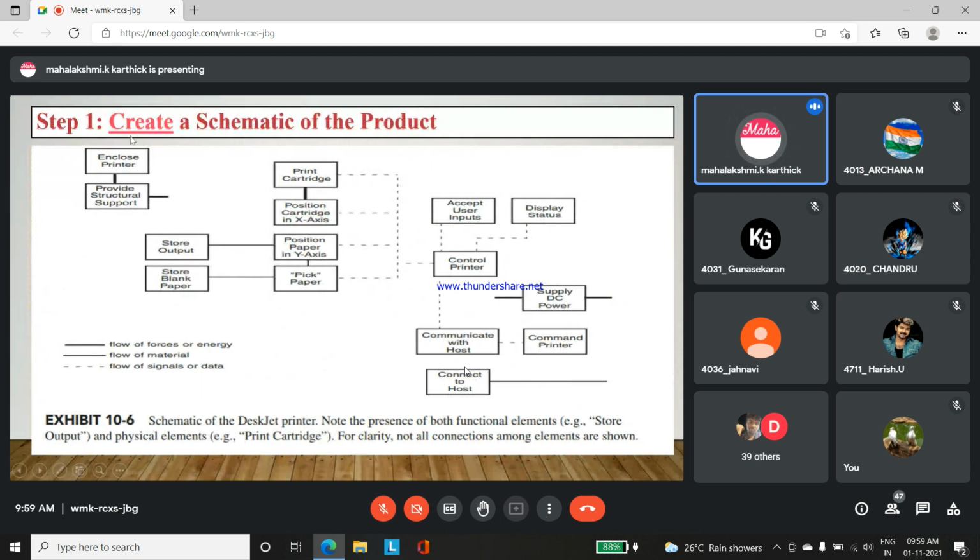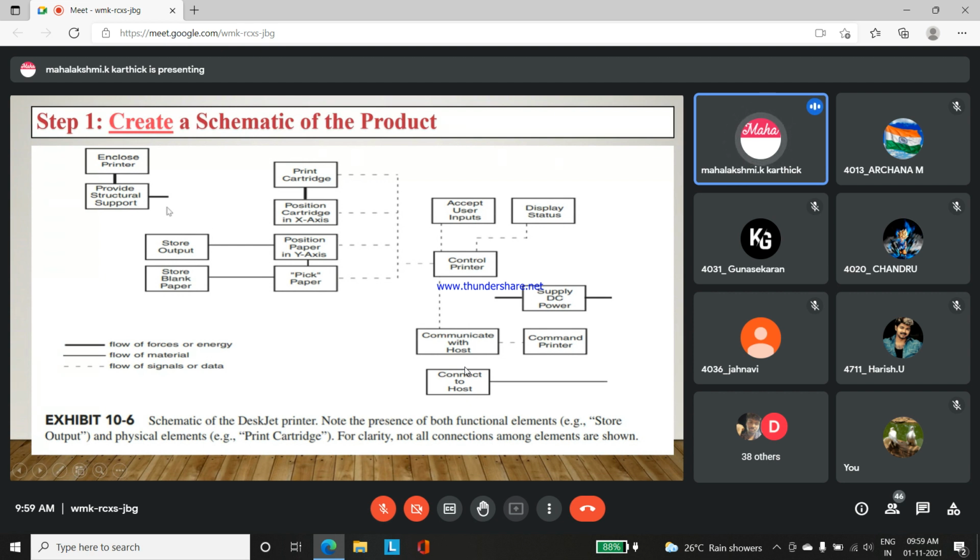Then in step 1, they have identified what elements are needed. The schematic of the desktop printer is shown in front of you, and they have understood what the functional elements and the physical elements needed are. The best example for physical elements is the print cartridge, and for functional elements it is store output.